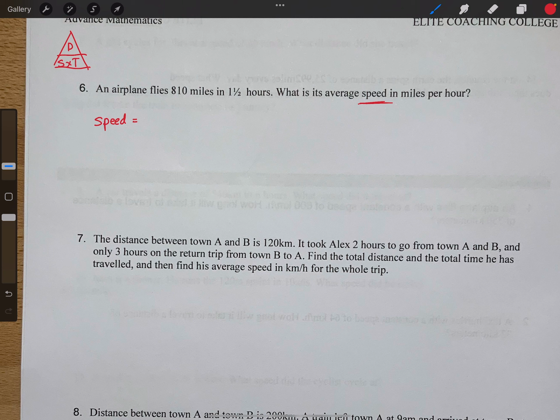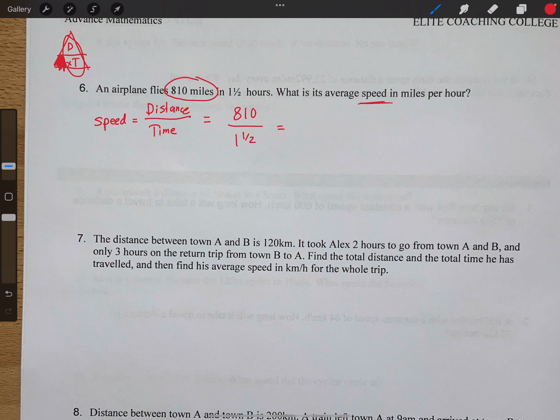If you want to find speed, you cover up the S there, and you will see that it's distance divided by time. I put the divide like a fraction. I didn't write the divide symbol. What is the average speed? So you need to do distance divided by time. The distance is 810 miles. So that's 810 divided by the time, which is 1.5 hours.